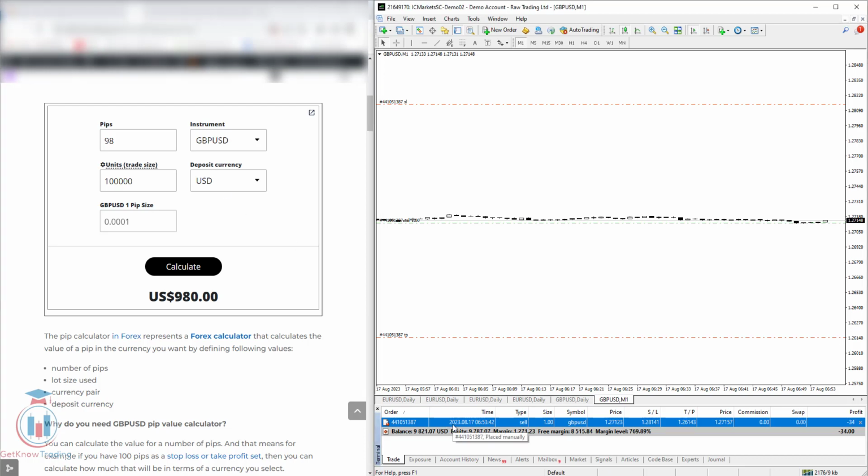So you can see how this pip value calculator is very useful for you in calculation of profit and loss before opening an order. So if you have any questions regarding this pip value calculator, simply leave a comment below in the description and I will try to make an answer in the following videos.